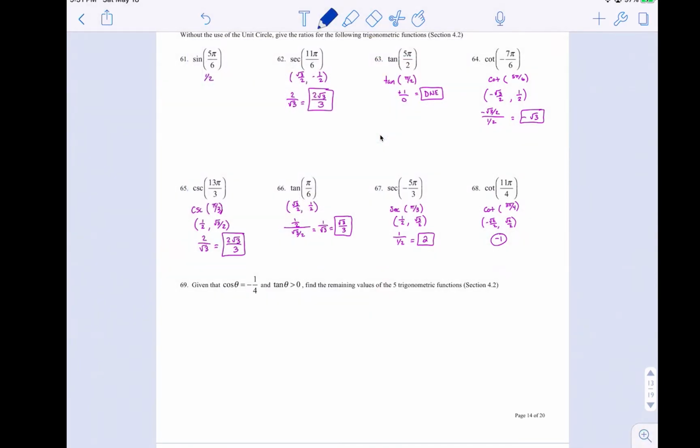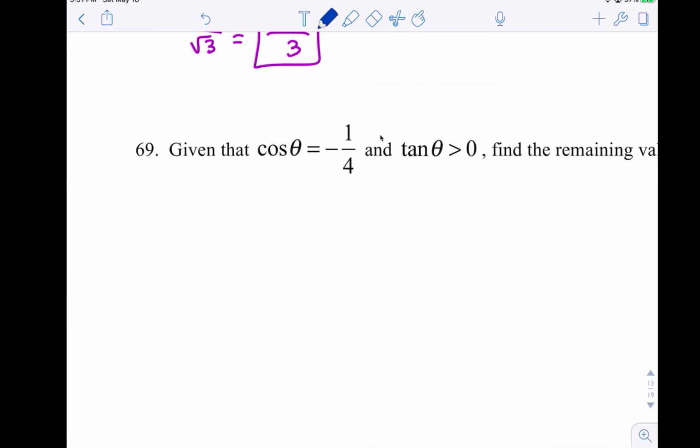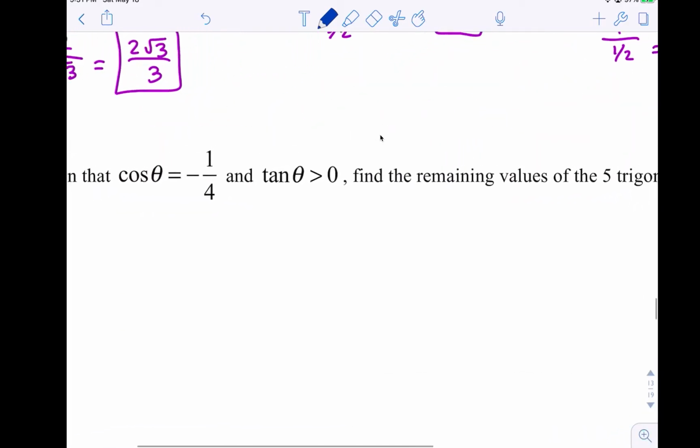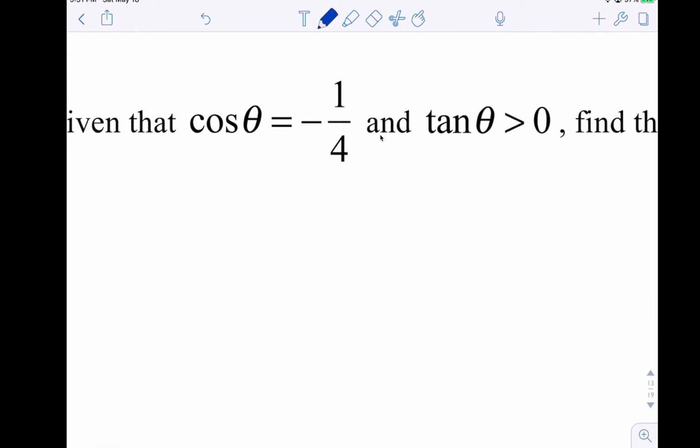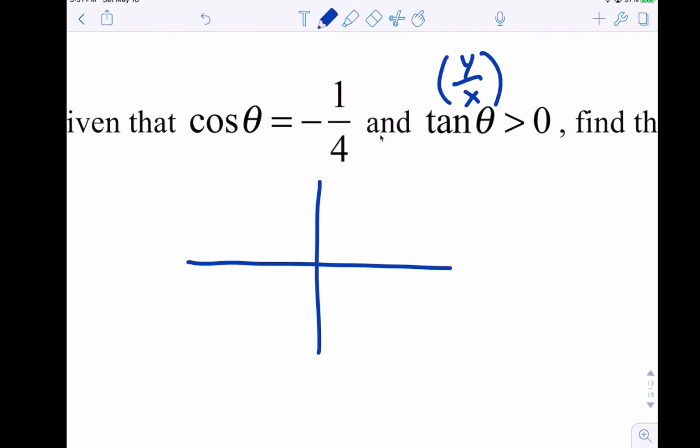Okay, so moving on to the next one, it says cosine is -1/4 and tangent is positive. Find the remaining values of the other trig functions. If cosine's negative, that puts me either in quadrant 2 or 3, and tangent's positive. We know tangent is y over x. So if I already know that x is -1 and r would be 4, and x is negative, that means that y must be negative as well.